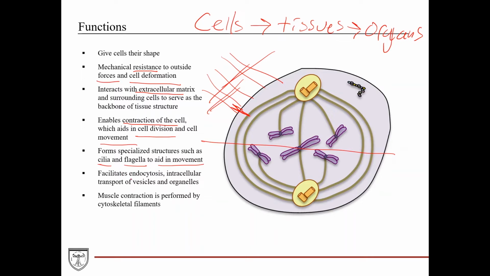The other thing it can do is help facilitate endocytosis, which is essentially when you bring components into the cell. So you can engulf them in a vesicle, and then close that off and bring them into the cell. And so the cytoskeleton can help do that as well. It can also help facilitate intracellular transport of vesicles and organelles. And in fact, some of the cytoskeleton can serve as almost like a subway track or a train track, if you will, in the sense that you're carrying certain cellular components across these, quote unquote, tracks, to bring them from one area of the cell to another. And then within the muscle cells, muscle contraction itself is actually performed by the cytoskeletal filaments.